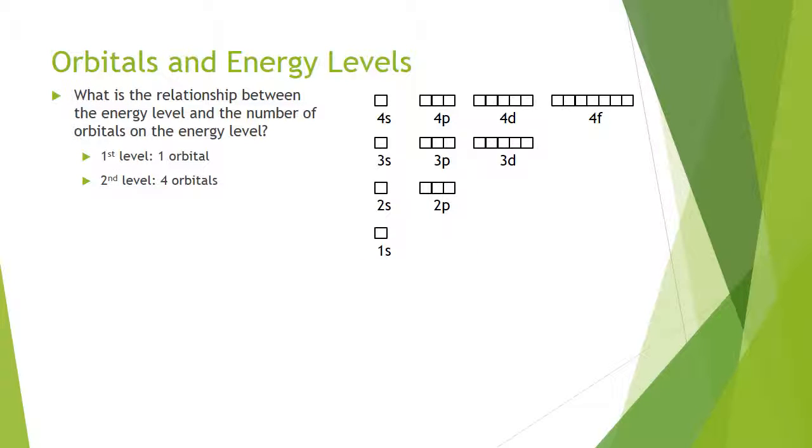The second level has 4 orbitals in total. I have 1 orbital in the 2s. I have 3 orbitals in the 2p for a total of 4. So that's 4 orbitals in the second level. The third, you probably already counted it, has 9 orbitals. I have 1 in the 3s, 3 in the 3p, 5 in the 3d for a total of 9. So look at the pattern here. We have 1 orbital in the first level, 4 in the second, 9 in the third. What is that pattern?